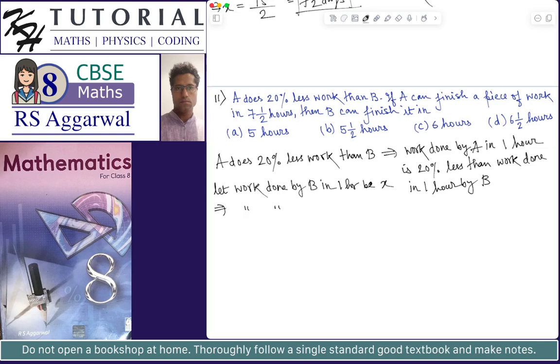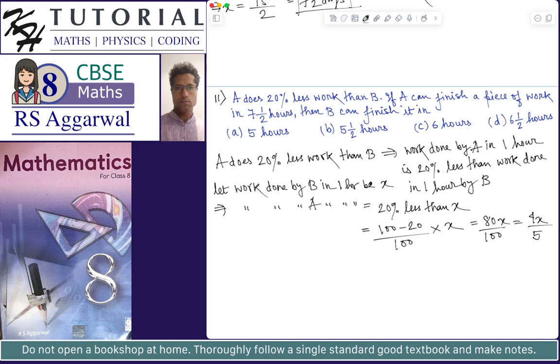So, from the concept of percentage, the work done by A in 1 hour will be 20% less than X. Since we have assumed the work done by B in 1 hour is X, the work done by A in 1 hour is equal to 100 minus 20 divided by 100 multiplied by X. This is equal to 80 by 100 X, and after simplification, this is equal to 4X by 5.